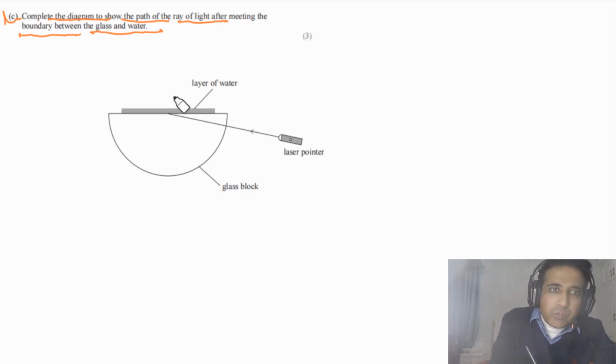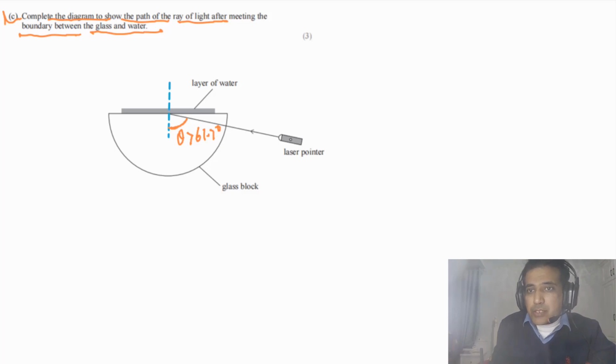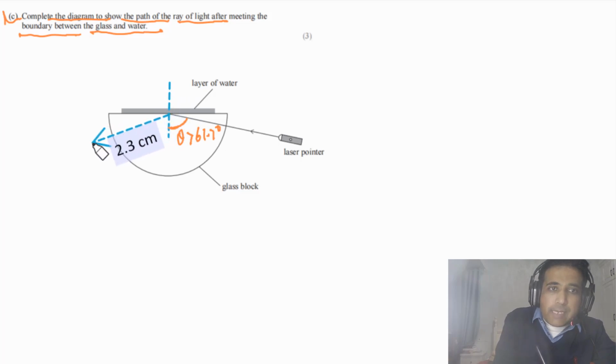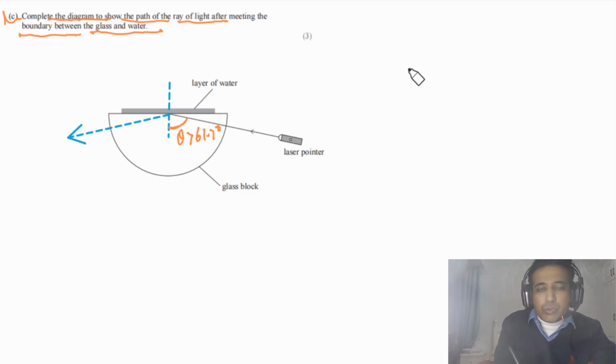So first of all, we need to draw the normal line here. So this is the normal line. Now if you look at this angle, it is greater than 61.7 degrees. As this angle is greater than 61.7 degrees, it means that there will be total internal reflection. So simply you need to draw the line like this. That's all you need to do.